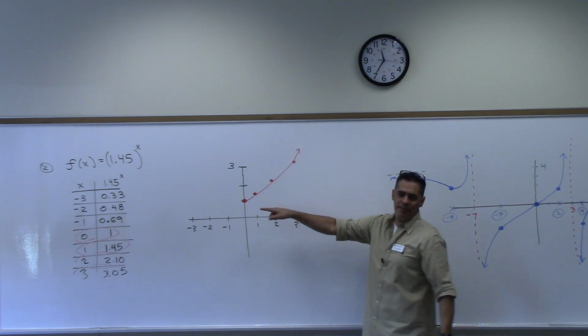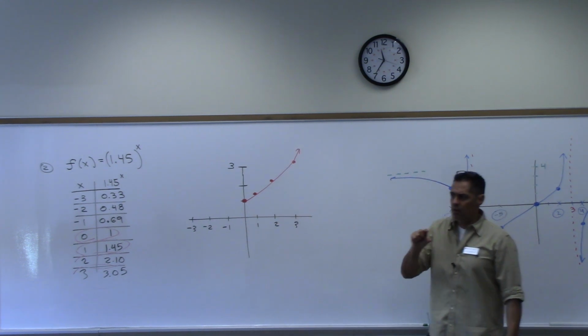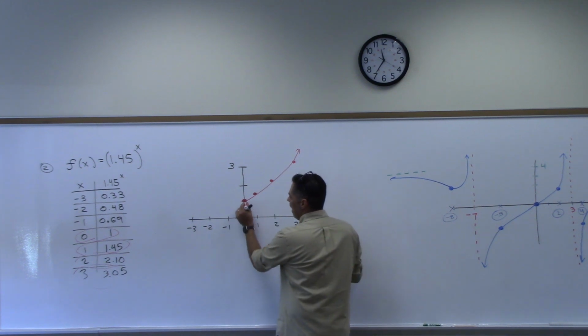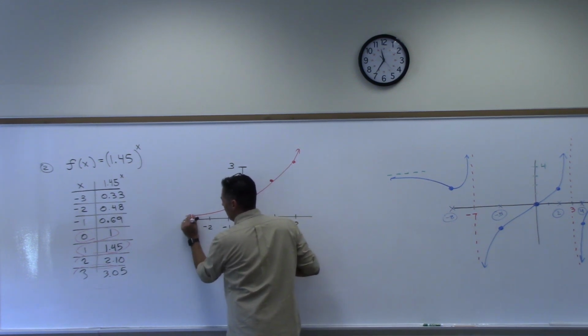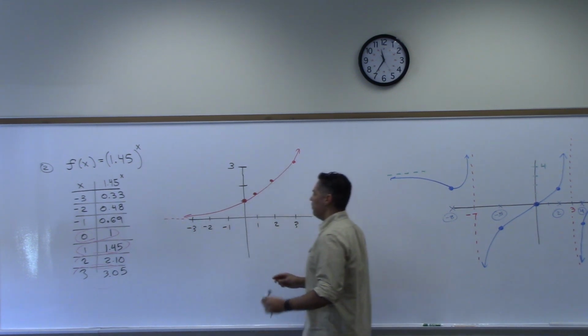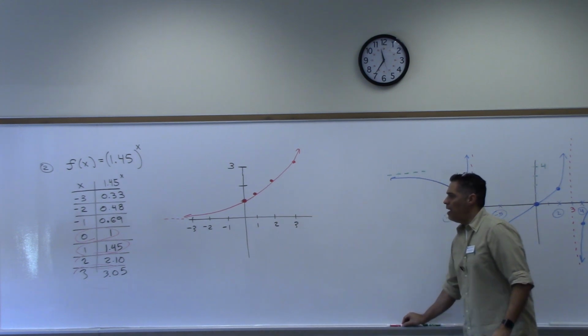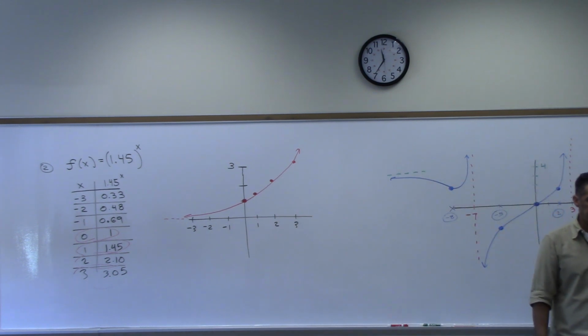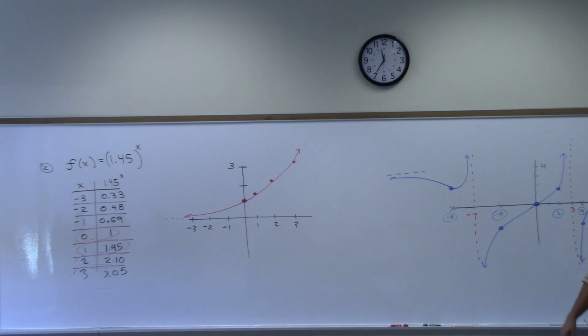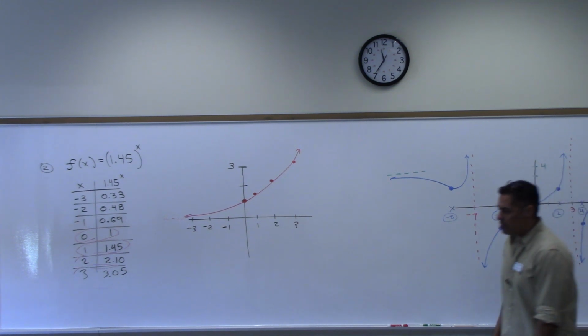And then to the left, it's hard to draw those decimals, so just do what you know is going to happen, which is going to die down, and it has an asymptote over here. If you do that, I'll be happy. Good? Okay, next problem.